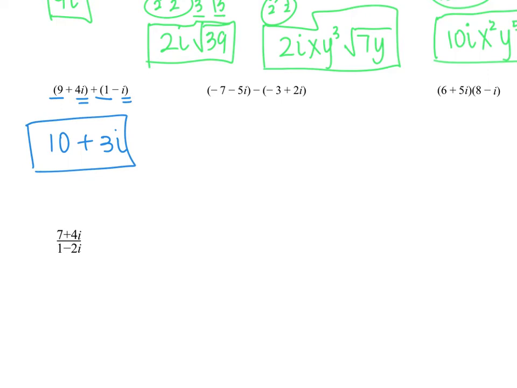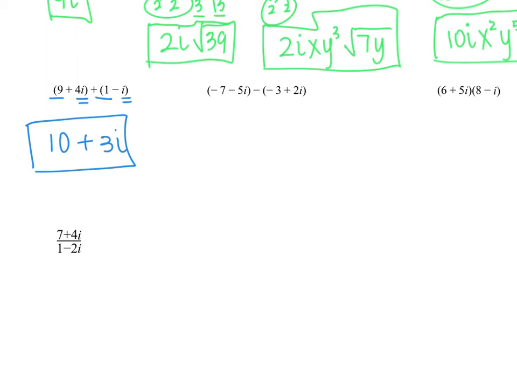You can think of i as a variable. When we combined x's, like 4x plus negative x was 3x, we didn't change the exponents of the x's when we added or subtracted. It's the same thing with i. The exponents don't change when adding or subtracting.